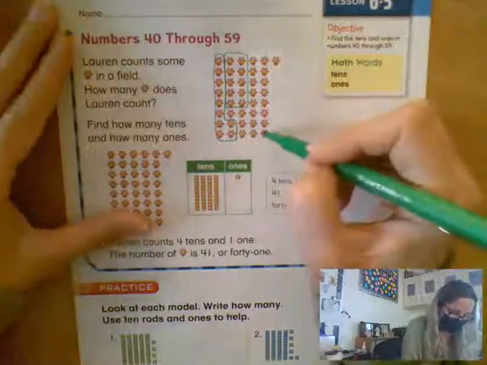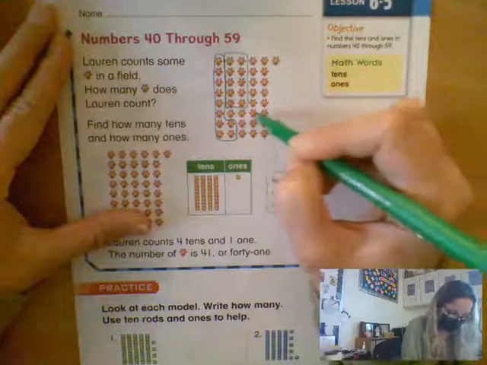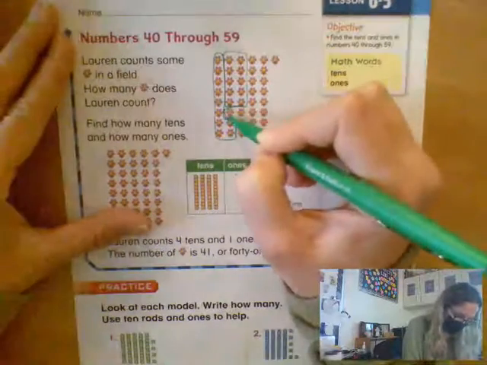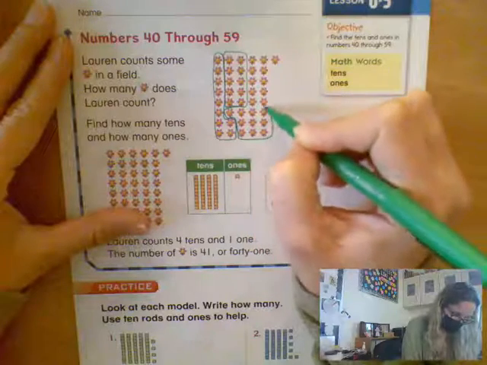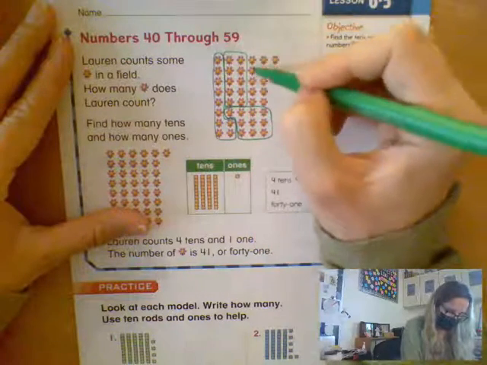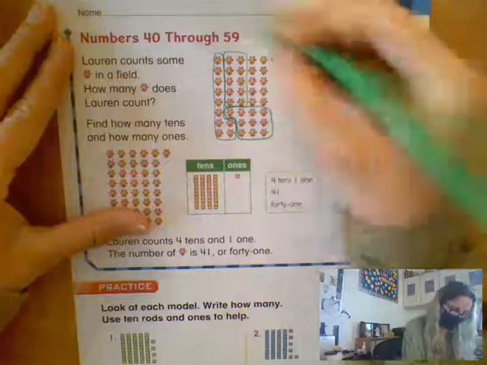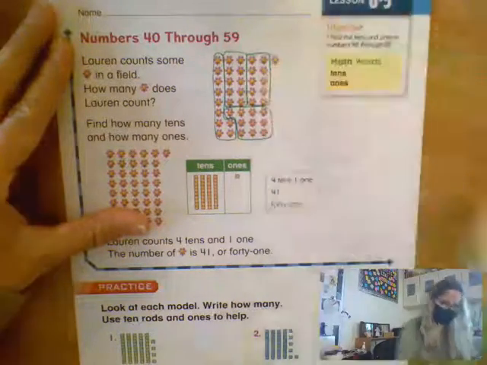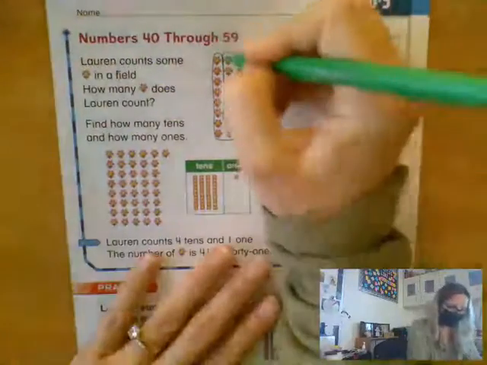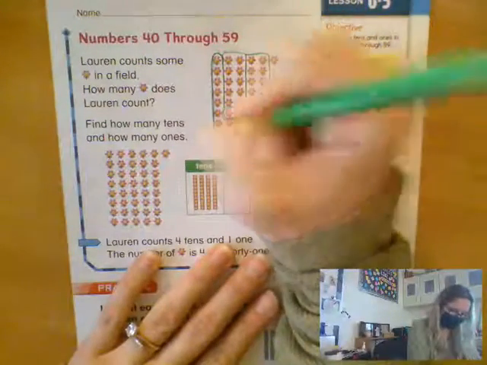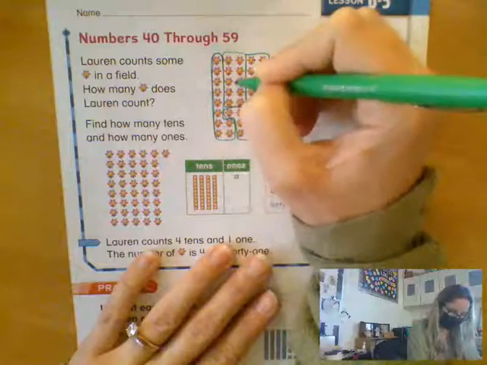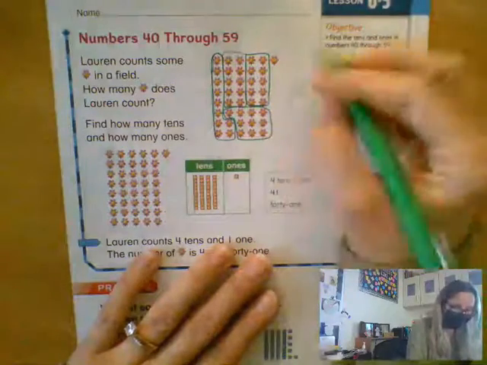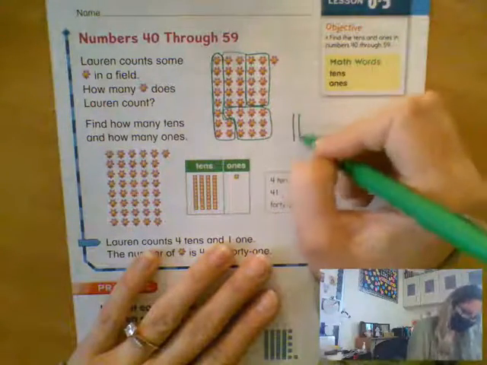And then I've got 1, 2, 3, 4, 5, 6, 7, 8, 9, 10. So here's another group. And then I have 1, 2, 3, 4, 5, 6, 7, 8, 9, 10. So I'll circle this group. So how many groups did I circle all together? I've got 1 group, 2 groups, 3 groups, 4 groups. So I have 4 tens. So that's 10, 20, 30, 40.